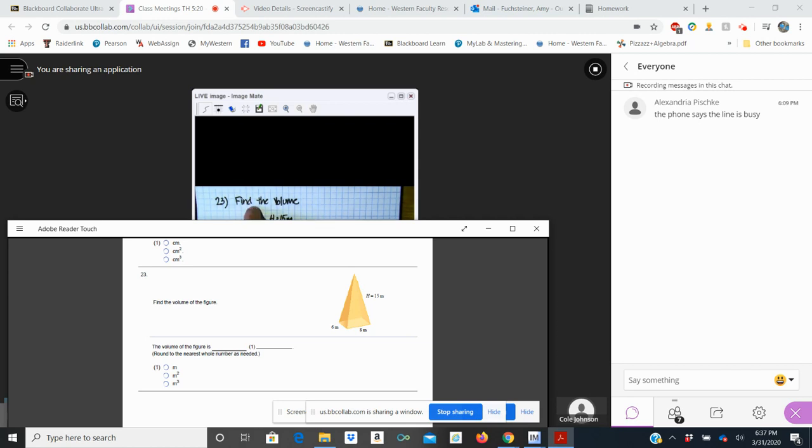What's this guy called with the pointy? This is a pyramid. And if you're asked to find the volume for a pyramid, it is 1/3 the length times the width times the height.